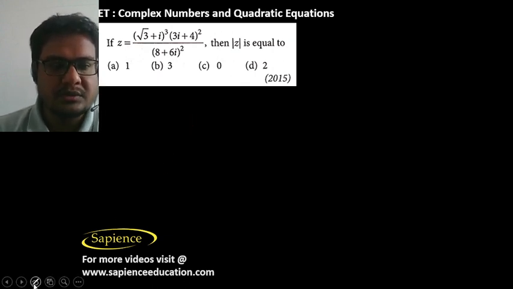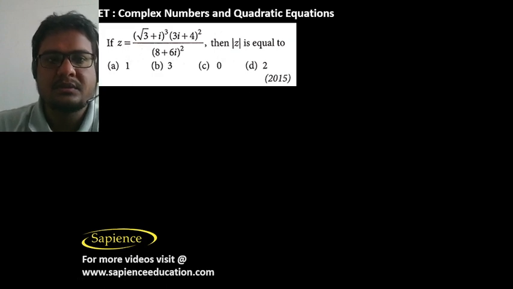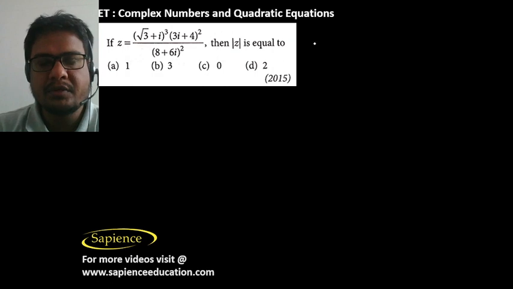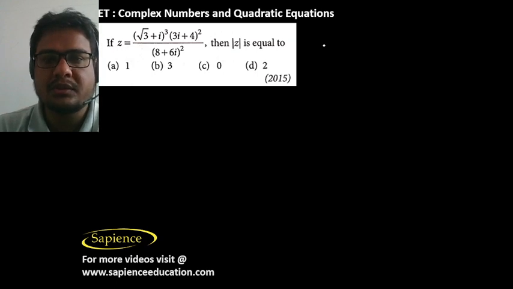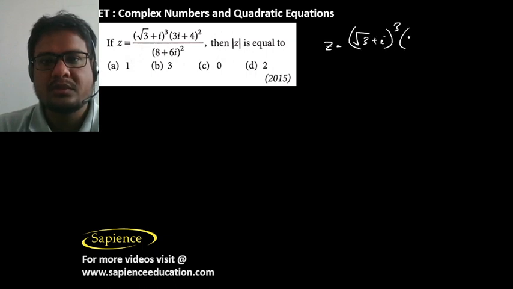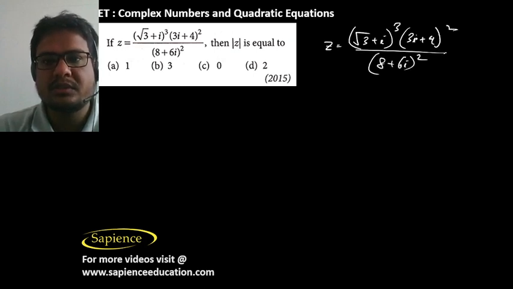So here we shall start. In the previous video we had solved till question number 33. So from question number 34, z is equal to (root 3 plus i) whole cube into (3i plus 4) whole square divided by (8 plus 6i) whole square. Then mod z is equal to how much?